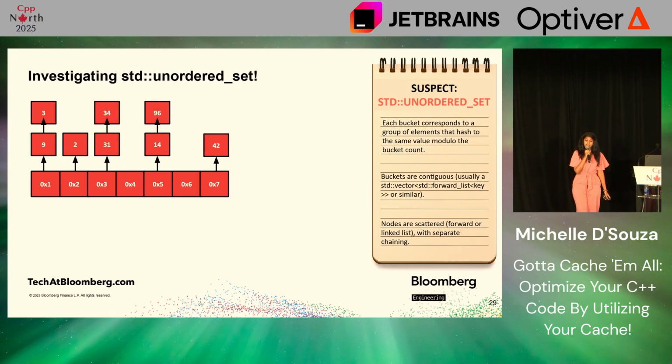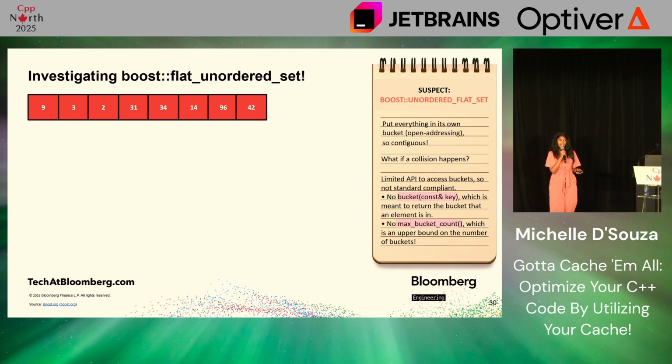Well, here's what's happening. For a std unordered set, the way it's implemented is very similar, but it's essentially just a vector or array, so that's contiguous memory, of lists or forward lists for the nodes. But those nodes are not contiguous, they're scattered in memory. The flat version of that is done with an array or a vector. But the issue here is what happens if there is a collision?